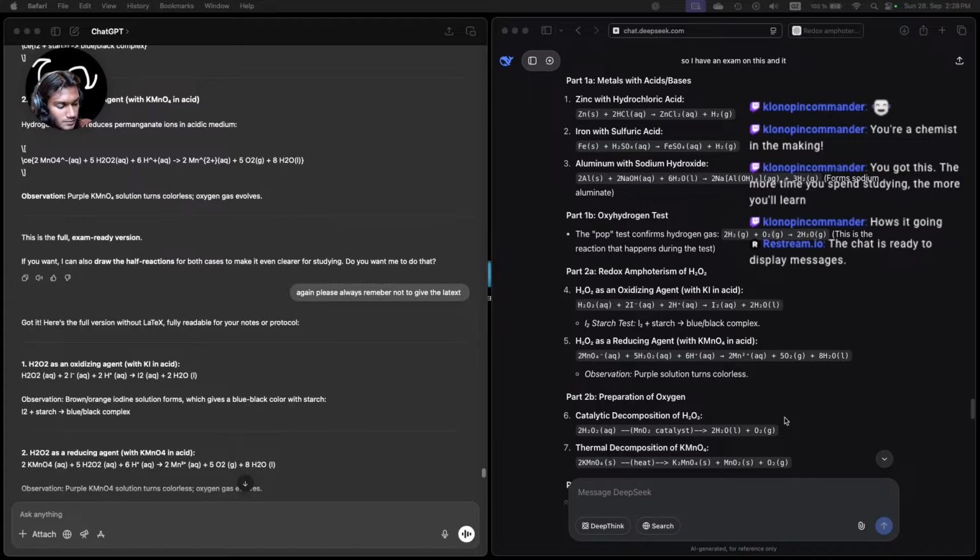Oxidizing agent. As reducing agent. 2MnO4 minus plus 5 times H2O2 plus 6H plus gives 2Mn2 plus and 5 times O2. Purple solution turns colorless, okay?